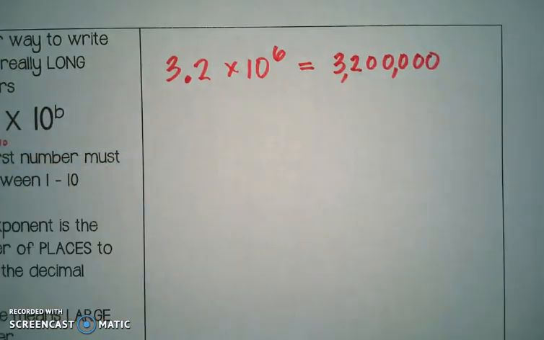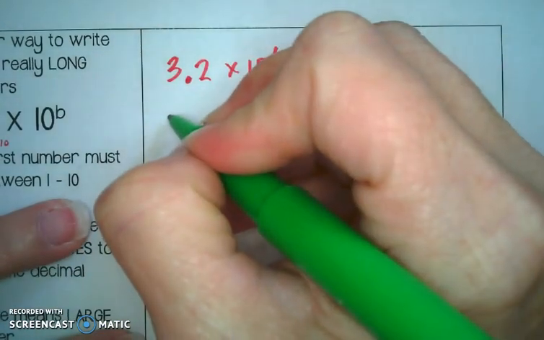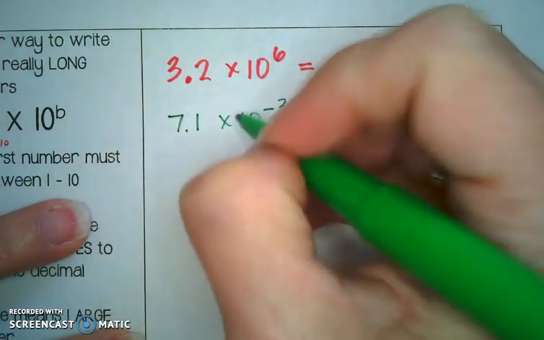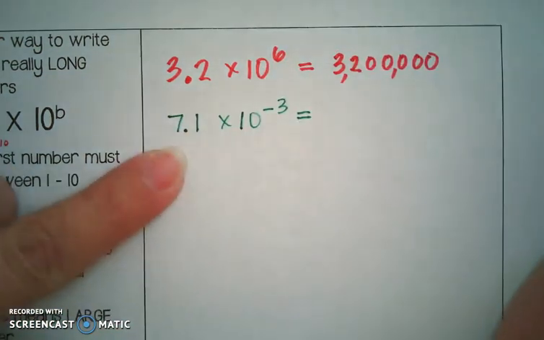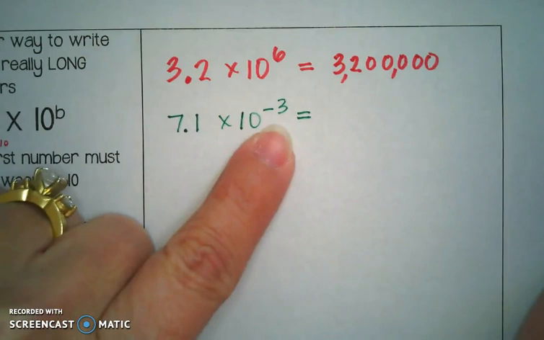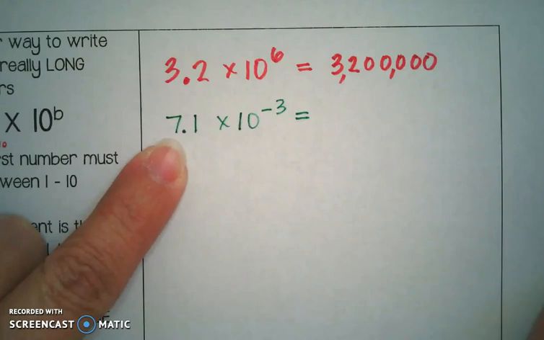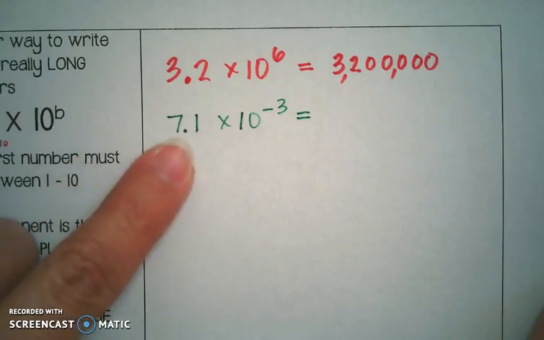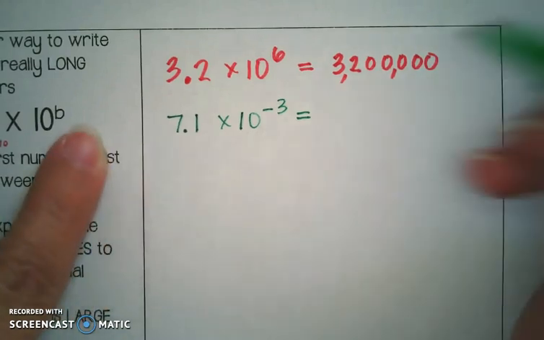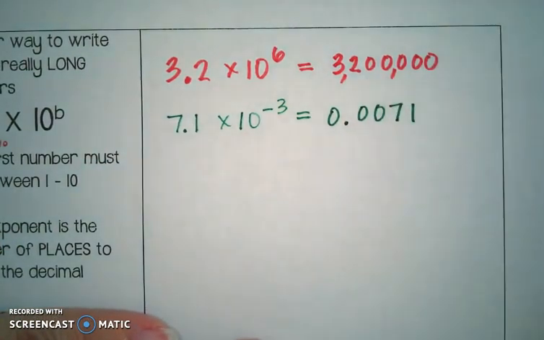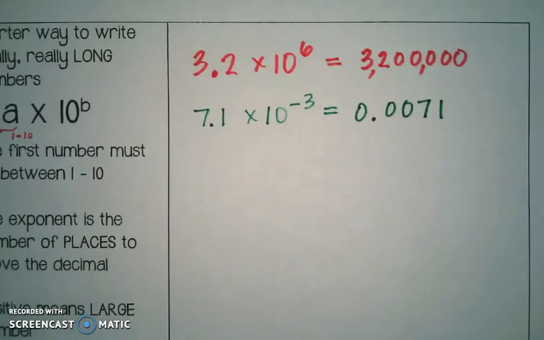All right, let's say that I gave you 7.1 times 10 to the negative 3rd. So this is scientific notation because this is between 1 and 10. This is telling us to move the decimal 3 places, but we need to move it so that 7.1 becomes smaller. So in order to make 7.1 smaller, I would need to move the decimal this way. So I need to move the decimal 3 places this way. So if you think about that, that's going to mean 0.0071.